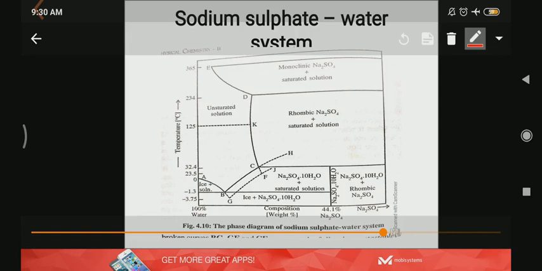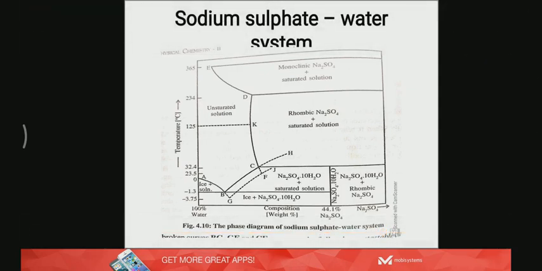Next we consider the curve BC, this one. This is the solubility curve of Na2SO4 10H2O, decahydrate. We can call it the solubility curve of sodium sulphate decahydrate. So the two phases in equilibrium will be Na2SO4 10H2O solid in equilibrium with the solution.